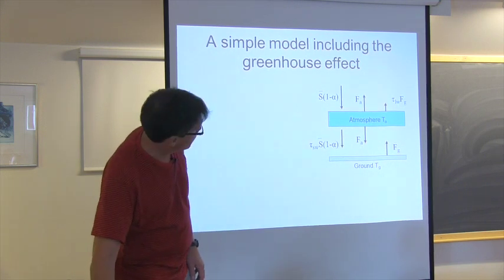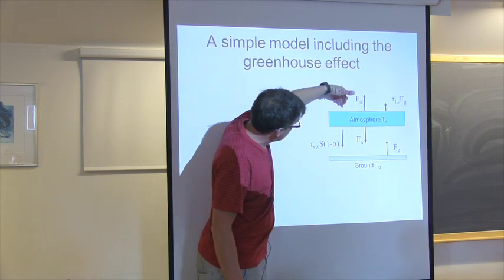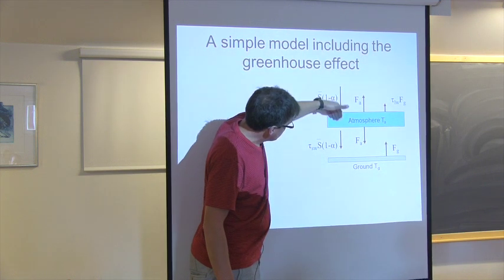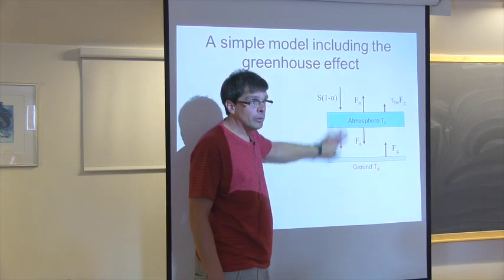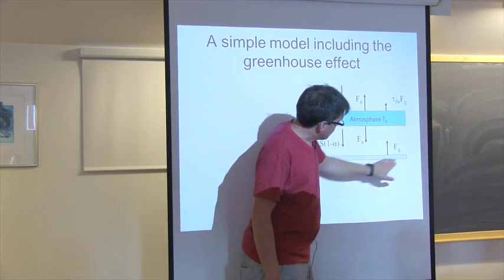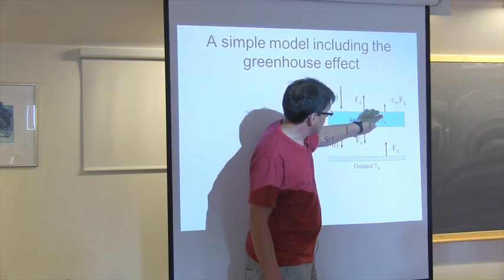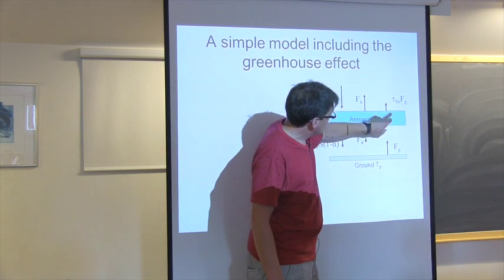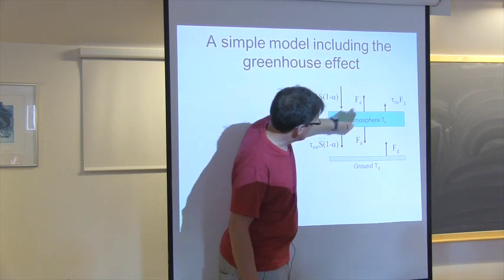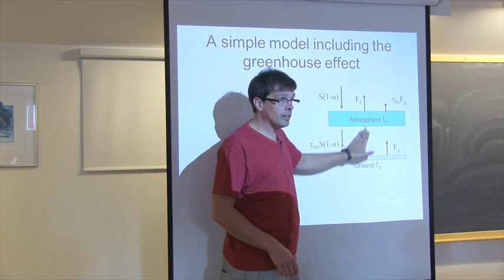I will not go through the equations in any detail here, but we have the incoming solar radiation, and we have some albedo of the system. Then part of this incoming solar radiation goes all the way down to the ground. You remember we have ozone and other things in the atmosphere that absorb some of it. On the long wave side, we have outgoing radiation from the surface. That is absorbed by the atmosphere, and a small part of it also escapes to space directly. And then the atmosphere itself emits radiation, both downwards and upwards.